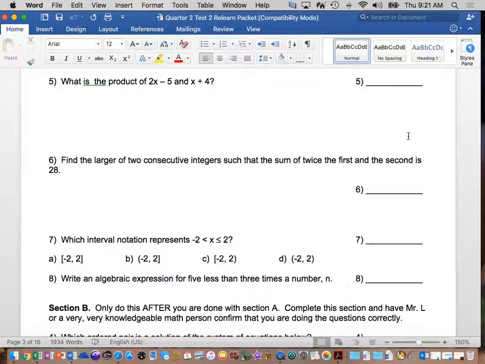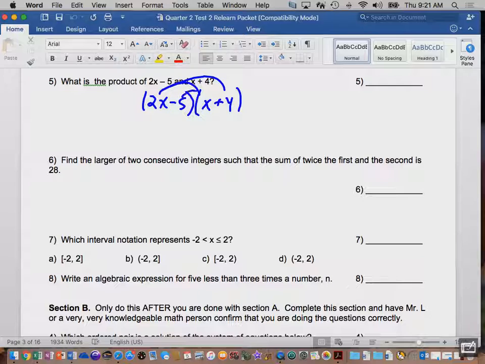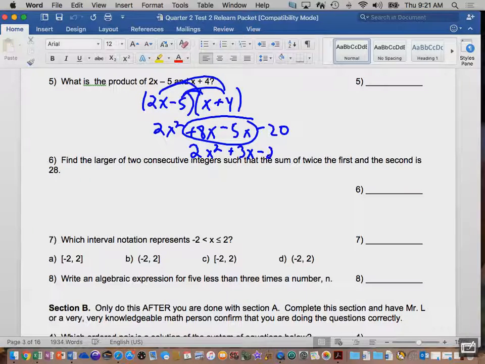Right? Next up, what's the product of 2x minus 5 and x plus 4? To do that, we have to double distribute. Distribute the 2x, distribute the negative 5. 2x times x is 2x squared. 2x times 4 is 8x. Negative 5 times x is negative 5x. Negative 5 times 4 is negative 20. Always combinable in the middle here. Combining like terms, 2x squared plus 3x minus 20.